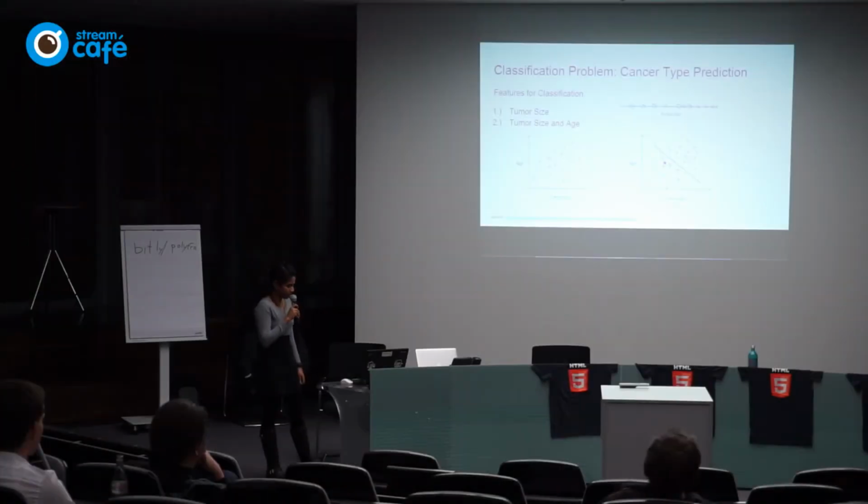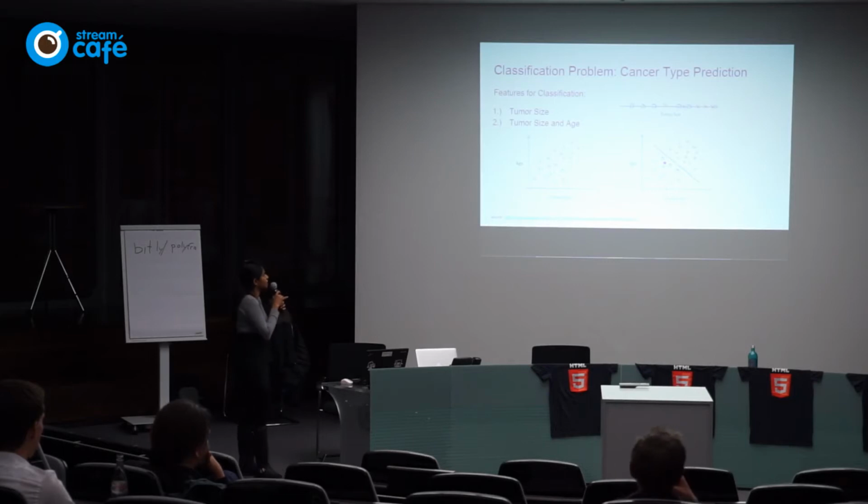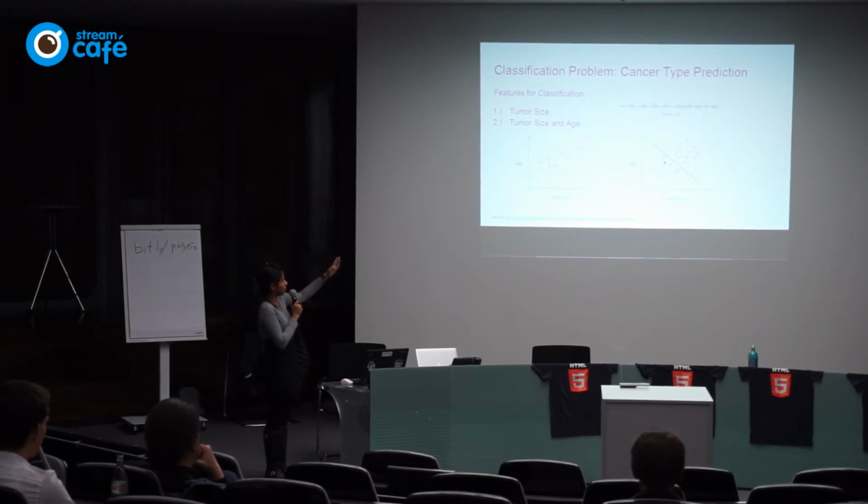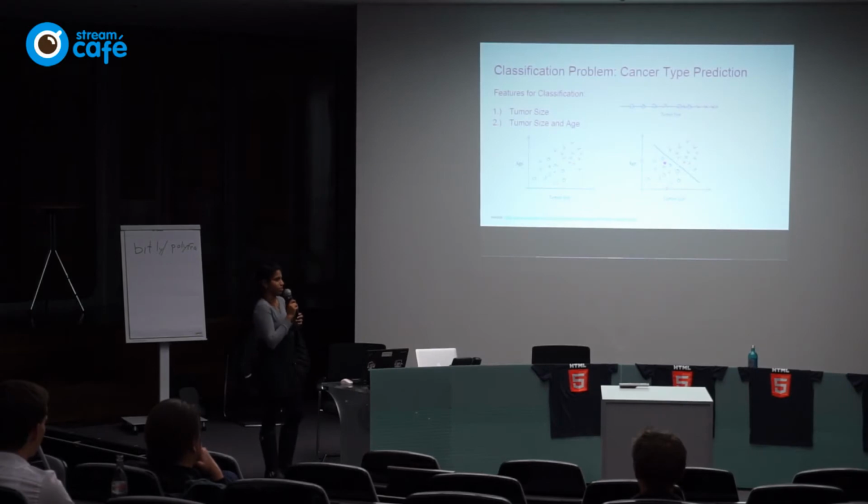So for example, the classic classification problem is cancer type prediction. In the first case, when we consider tumor size as the feature, when the tumor size is up to a certain limit, we can surely classify it as a benign or mild type cancer. But if the tumor size is beyond a certain level, then we are sure that it's going to be a malignant type of cancer. But of course, there is some area in between where it's a little bit blurry.